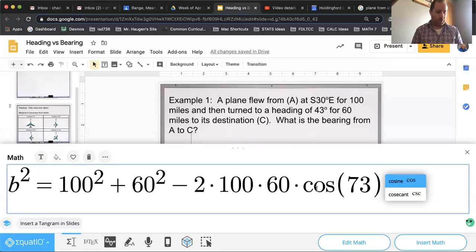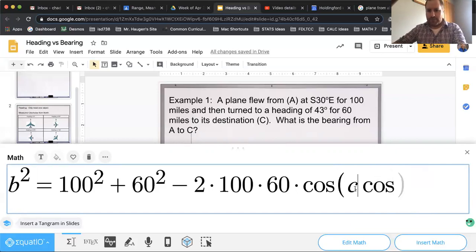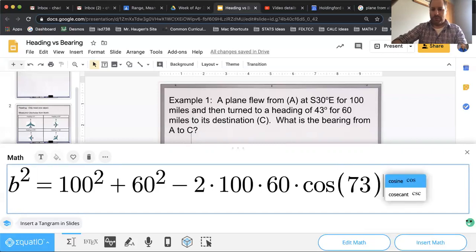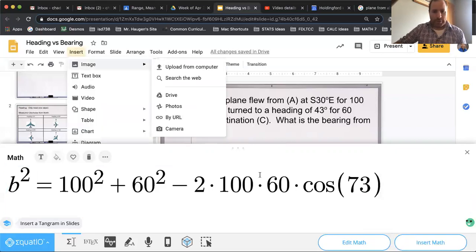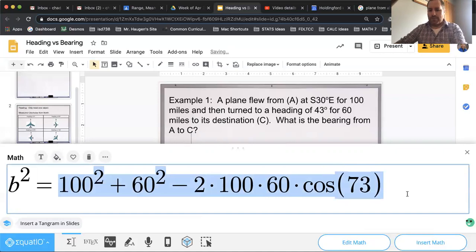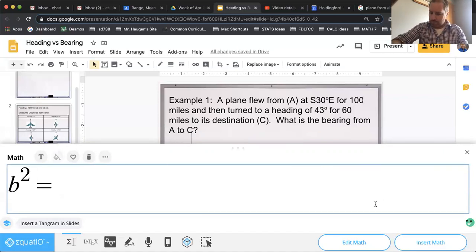Make sure I'm in degree mode, and I hit enter, and that is quite a big number here. I don't want cosine, I want 73 in here. Love this computer program right now. Okay, well, let's just insert the math then. I thought I could do this all at once. So let's just get rid of that. And so that is 10,091.54, something like that. That's what that is.